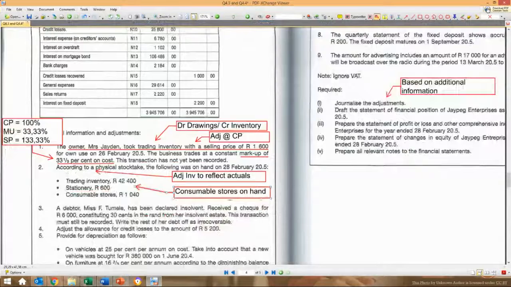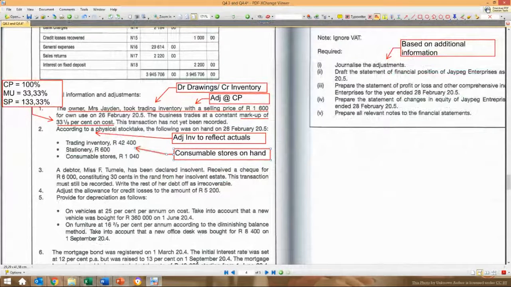Okay, let's then move on to transaction number 3. So transaction number 3, they tell you a debtor, Ms. F. Tumele, has been declared insolvent. Now, when a debtor is declared insolvent, it basically means they will not pay you.